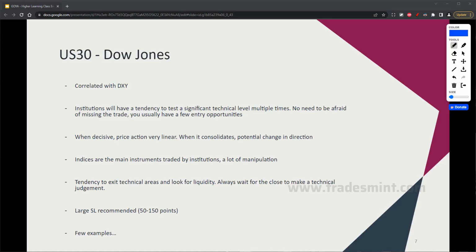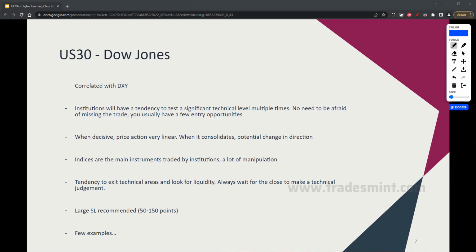Right, so let's talk a bit about US 30, about the Dow Jones. It's one of my favorite instruments to trade. It's a great instrument to trade. It's not the easiest one, but once you get to know its behavior, you spend time with it, you analyze the price action, it's a very rewarding instrument to trade, a very rewarding pair to trade.